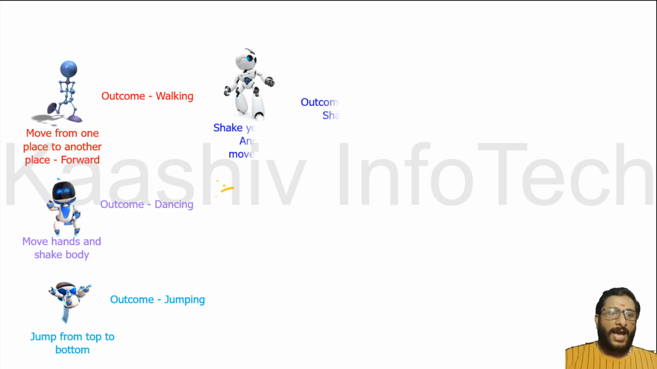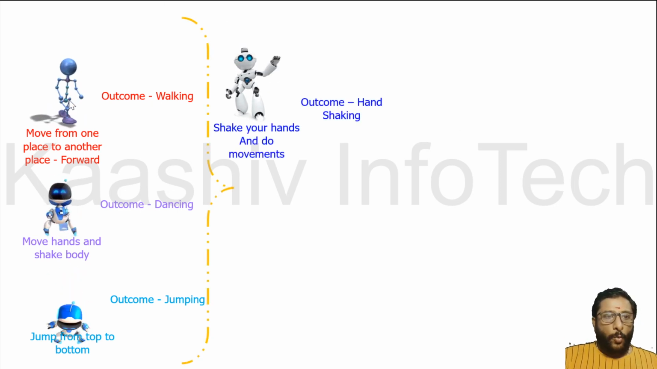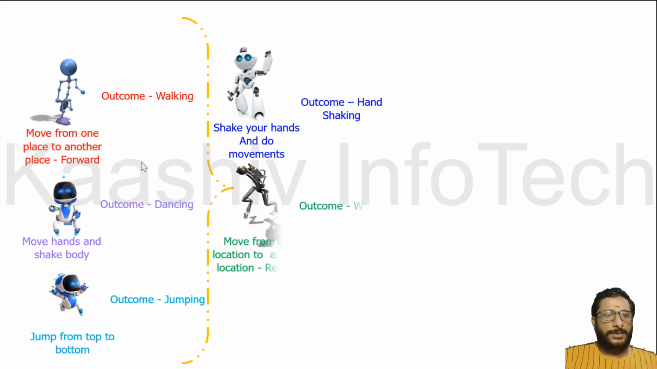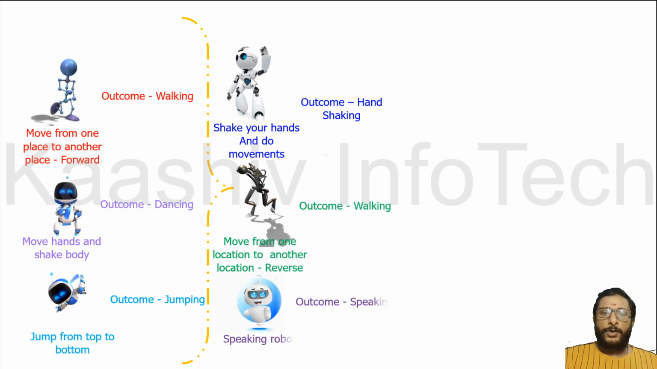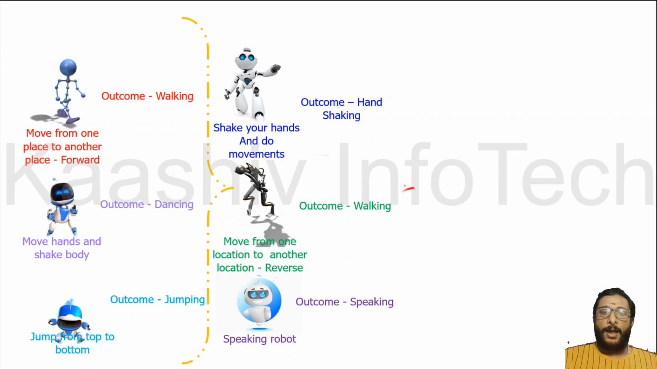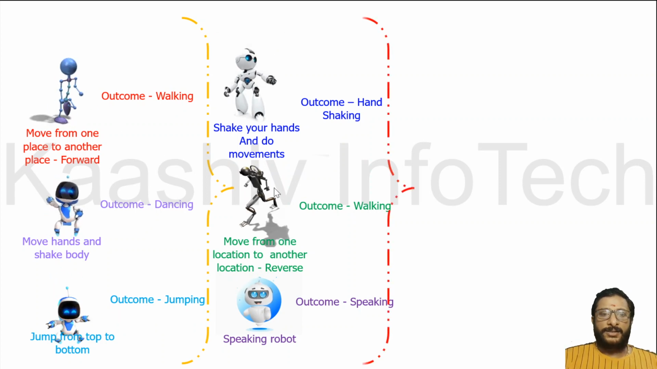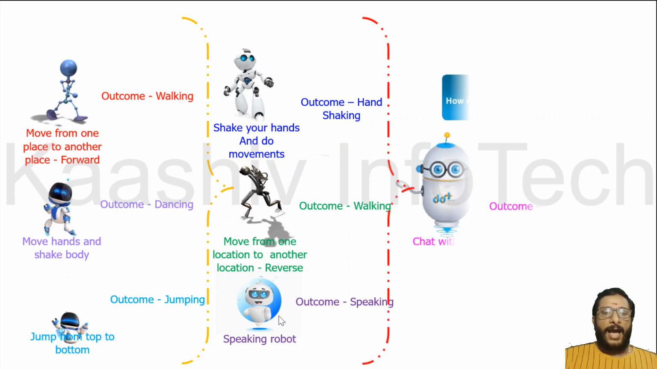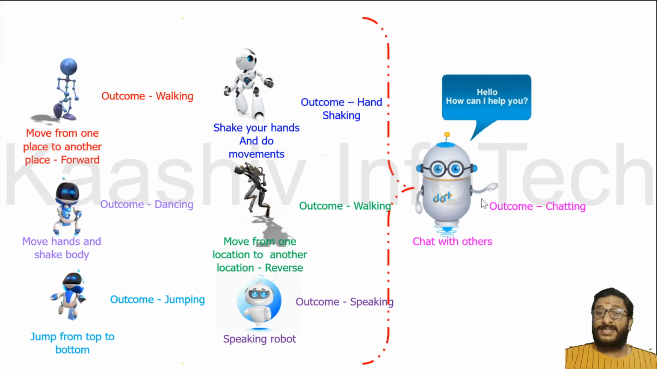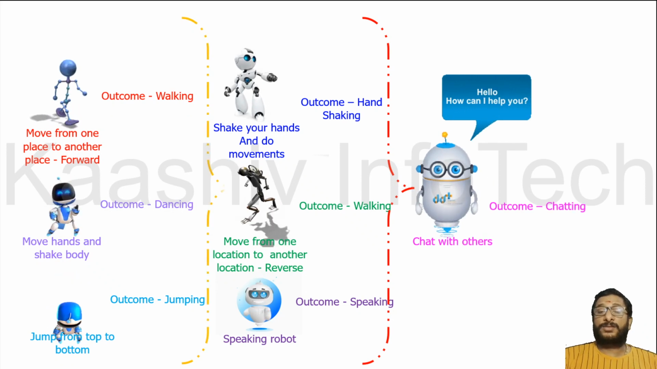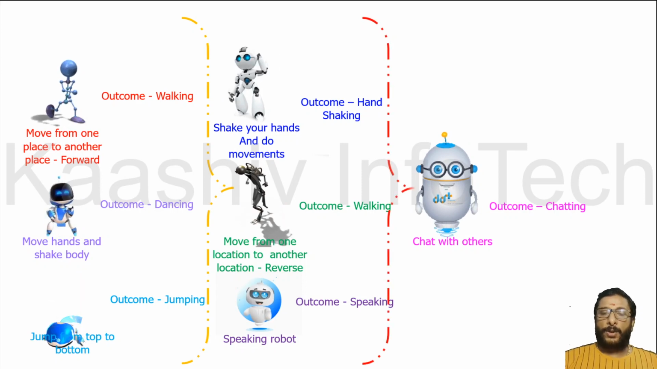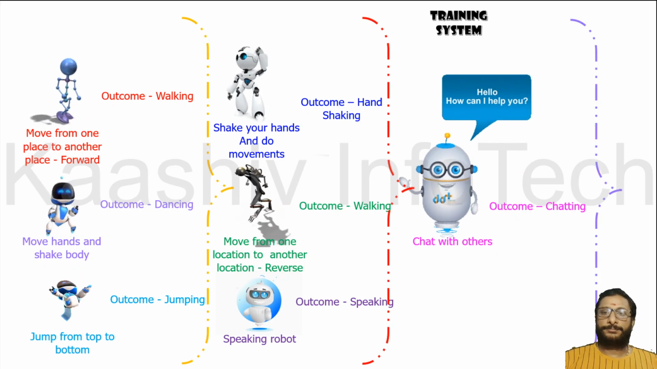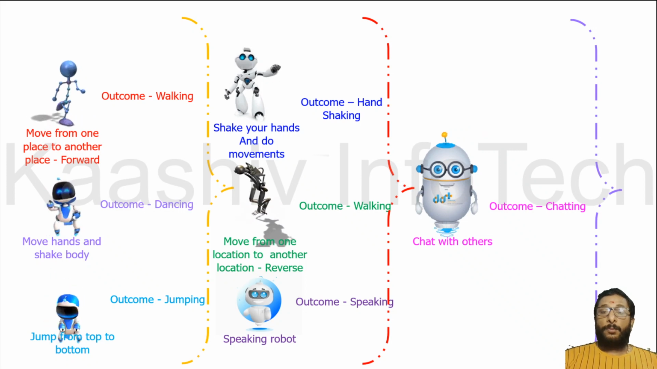Okay, you can see I'm trying to get some information. This is a walking robot, and this is a dancing robot. This is the jumping robot, and you can see it's a handshake robot. And this is a forward direction robot, this is a reverse direction robot, and this one is a speaking robot, and this is a chatting robot. These are some of the robots I got the information on. So using these robots I'm going to train the system.